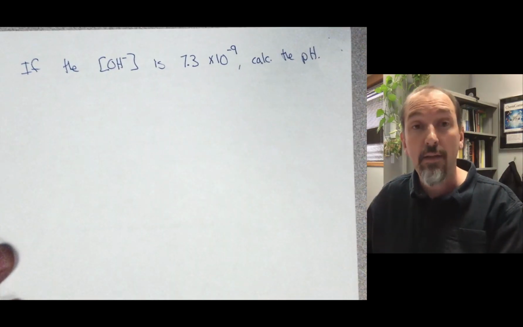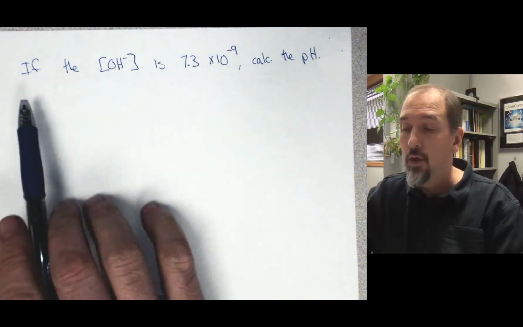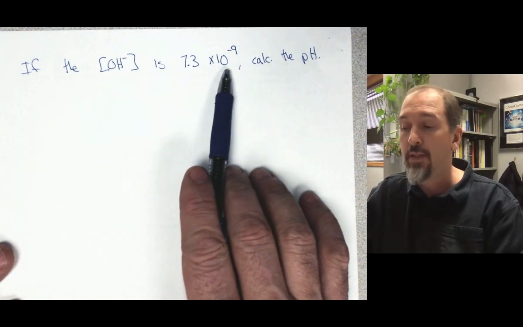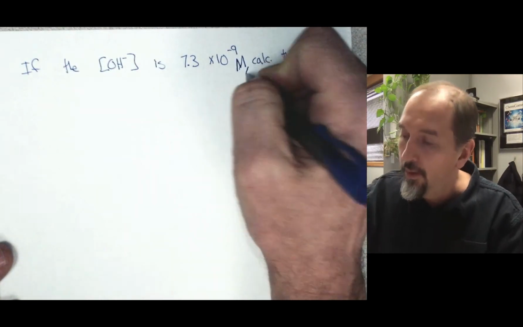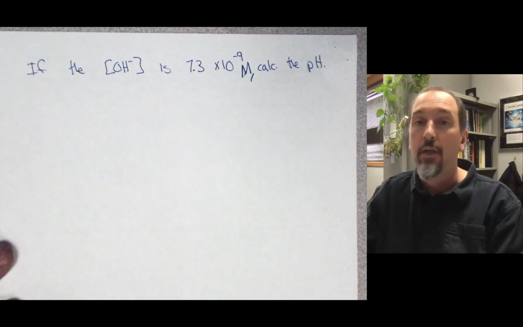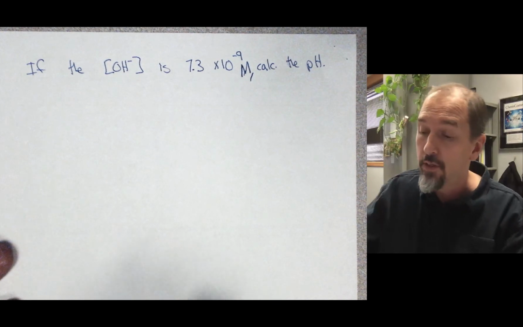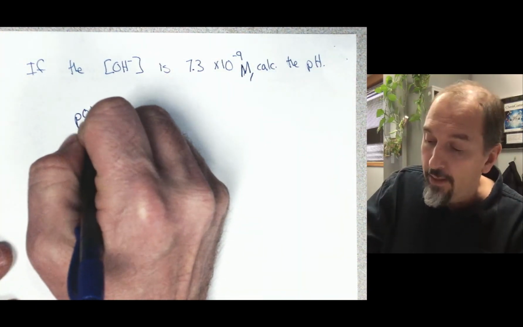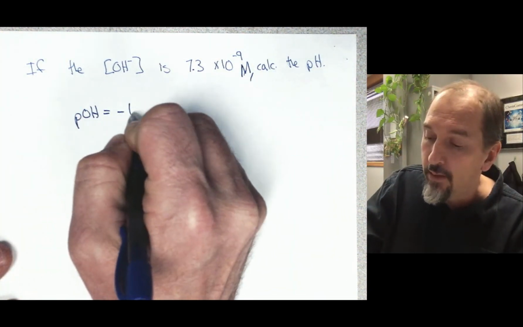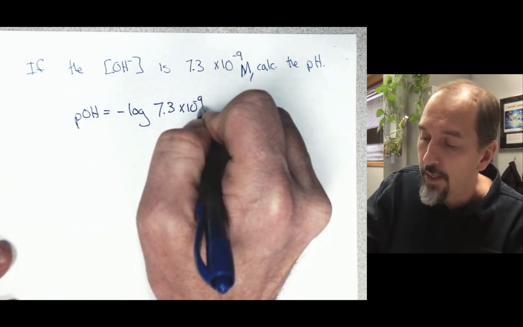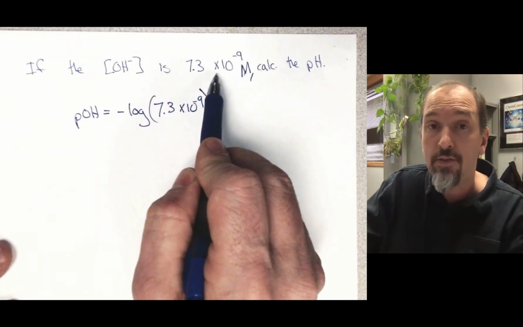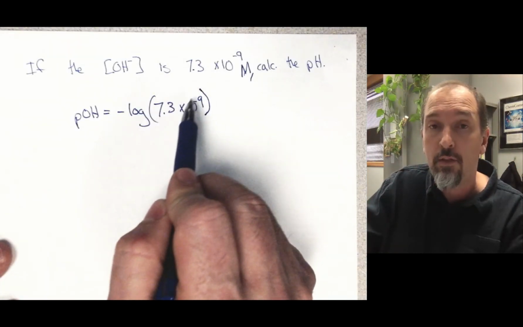Okay, looking at a second problem, if the OH concentration is 7.3 times 10 to the minus 9th, sorry, this should indicate that it's in molarity, calculate the pH. So again, multiple ways to approach this. I'm going to just keep in mind that I can calculate the pOH by taking the negative log of 7.3 times 10 to the minus 9th. So the pOH, I'm taking the OH concentration and I'm doing the log of that.